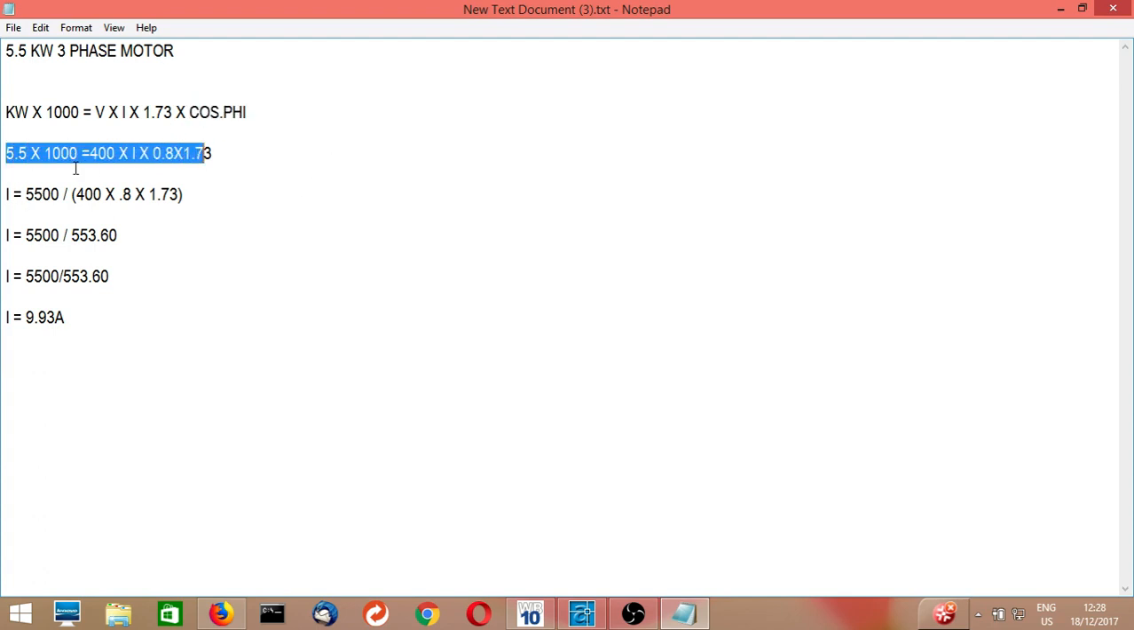Then the next step, the equation is 5.5 into 1000 is equal to 400 into I, which we don't know, we are going to find out that I, into 0.8 into 1.73. The next step, I is equal to 5500 divided by 400 into 0.8 into 1.73. This is the normal equation solving method, so I think everybody knows about this. So I is equal to 5500 divided by 553.60.